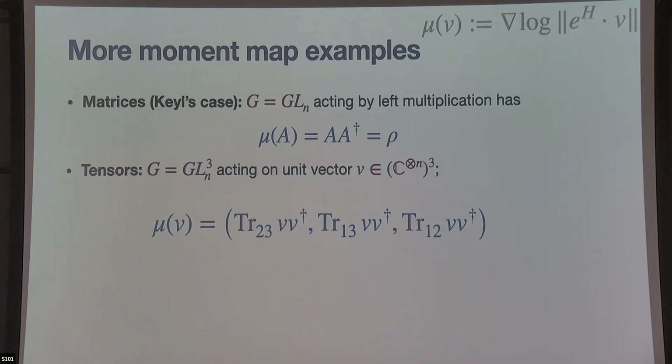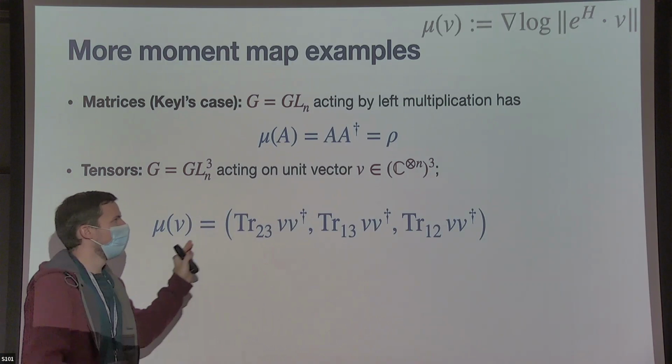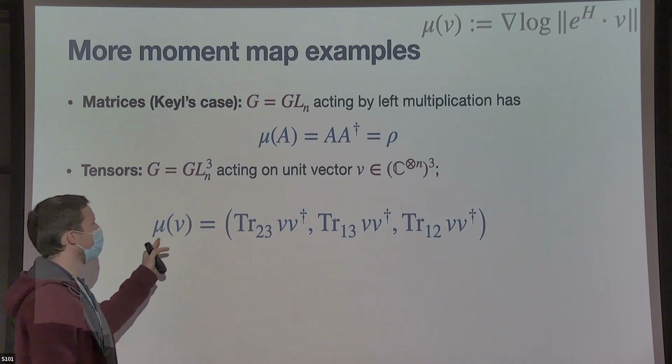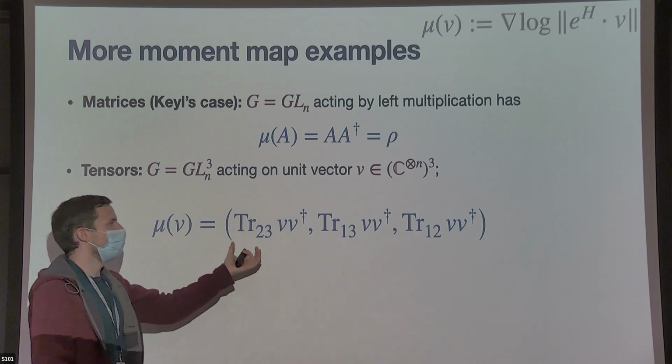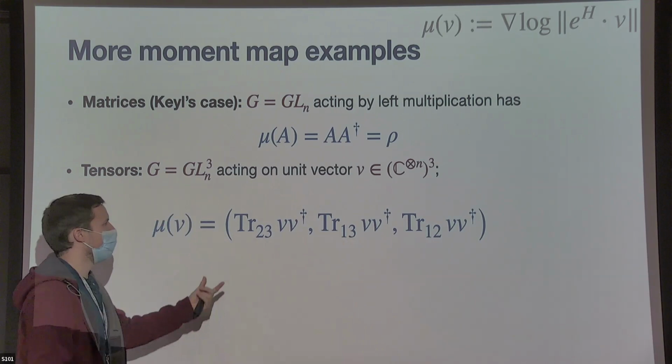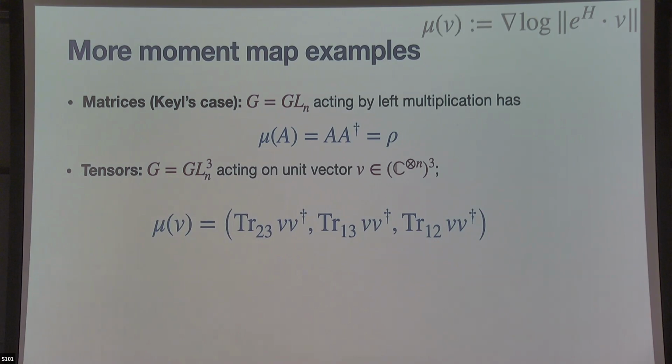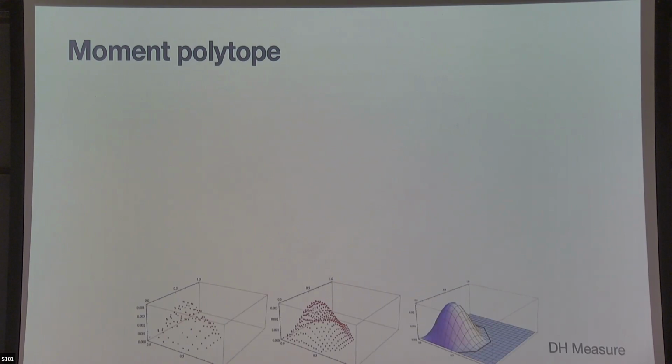Another example is that if you have a 3-tensor, which you can think of as a quantum state that's entangled between three different parties, and your action is the tensor product action, so you act on each tensor factor individually. The moment map is going to be the one-body reduced density matrices. Say you have Alice, Bob, and Carol. This is the state that Alice sees, this is the state that Bob sees, and this is the state that Carol sees. And this is just another sanity check.